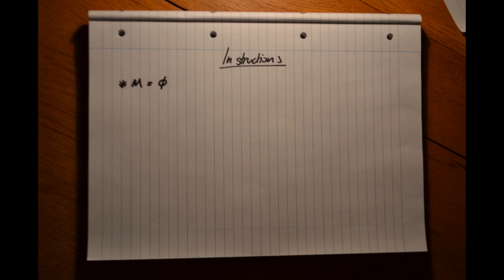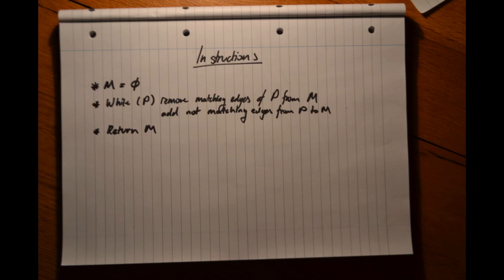First, you initialize the maximal matching M as empty, and while there exists an augmenting path P, you remove the matching edges of P from M and add non-matching edges of P to M. Finally, you return M. The implication here is that we need to find an augmenting path with each iteration of the while loop. And once we can't find an augmenting path, we have found the maximum matching.